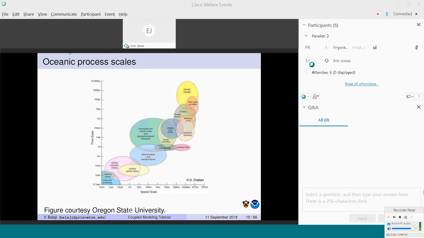You can show a similar picture for the ocean. Again, you have climate change and basin scale variability. Then you have eddies, which are long-lasting circulations that form in certain places. And then you have the mesoscale, with shorter scales, where there is physical and biological interaction.